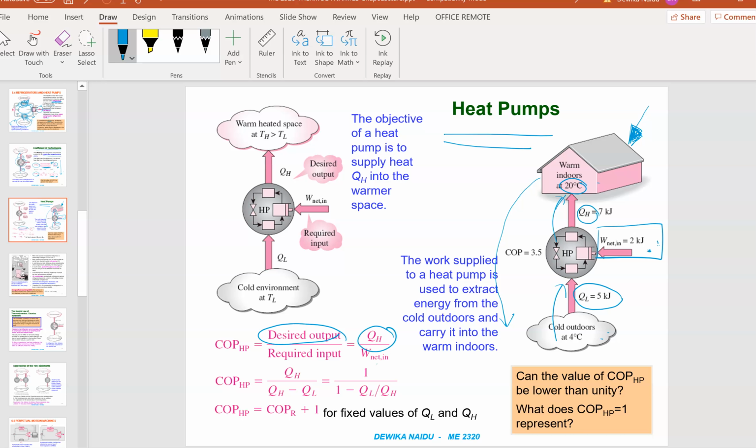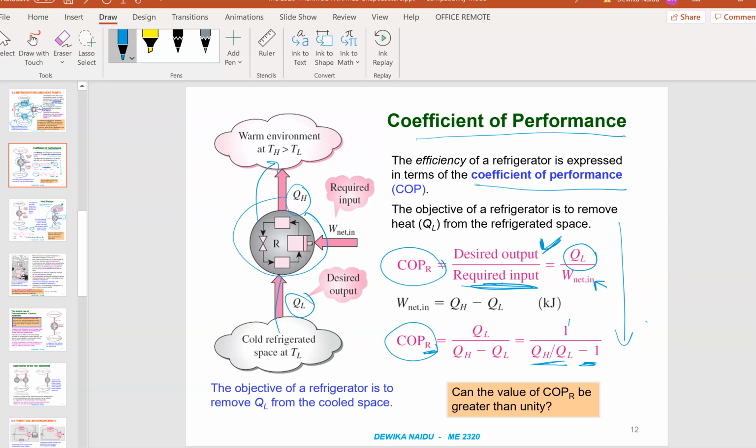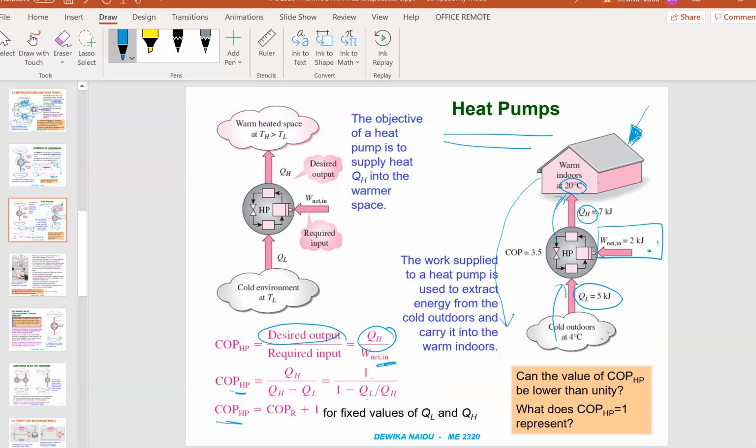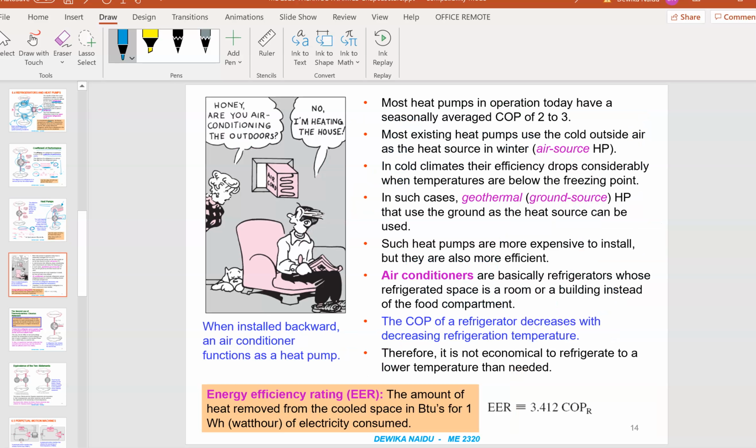So it will be QH divided by work net in. Yeah, so the summary of the formula will be 1 over 1 minus QL over QH. It's a bit different from the other one, because the desired output here will be QL, whereas for this one, the desired output is QH. Okay, so let's solve a question.